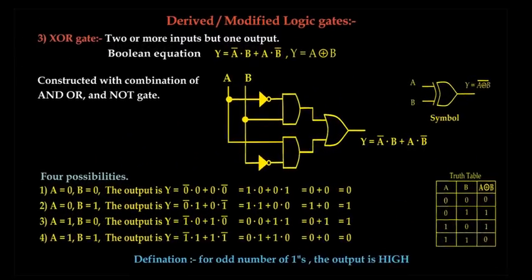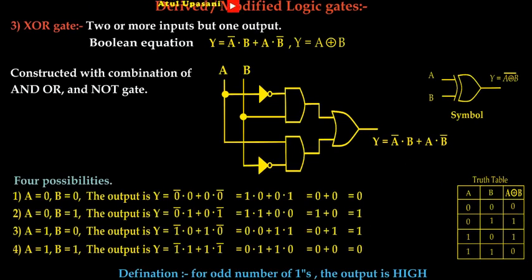Now the last derived gate is the XOR gate. 2 or more inputs are there, but it has only one output. The Boolean equation of XOR gate is represented by Y equal to A complement dot B plus A dot B complement. So Y equal to A XOR B. This XOR sign is nothing but a circle plus sign. This gate can be constructed using the combination of AND gate, OR gate and NOT gate.